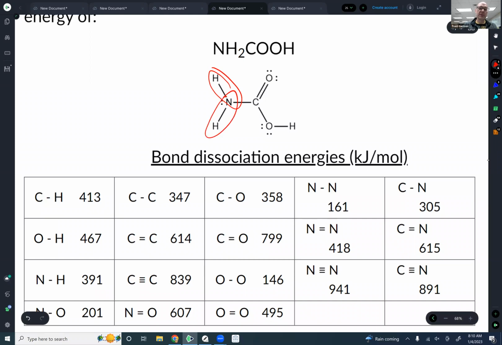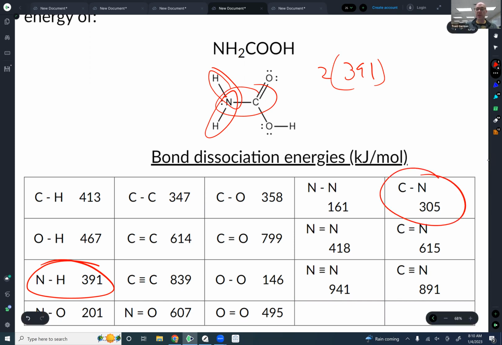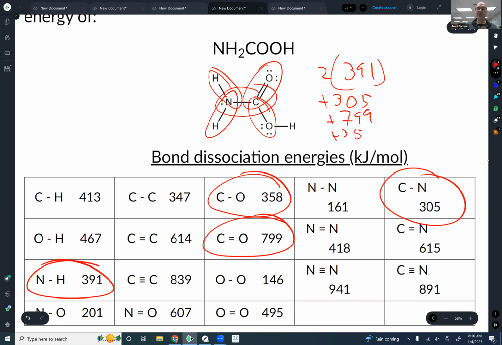So I've got 2 of the NHs. So I look for NH on here somewhere, and it's 391. So that's 391 times 2. I have 1 NC bond. So that is right here. That is 305. And then I have a C double bonded to an O. That is 799. And then I have a C single bonded to an O. That's 358. And then I have 1 OH, and that's 467.